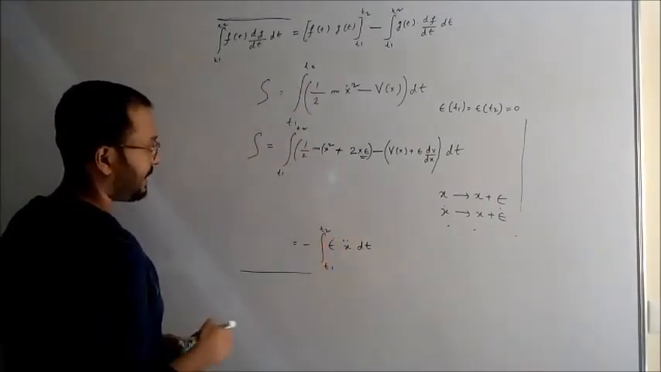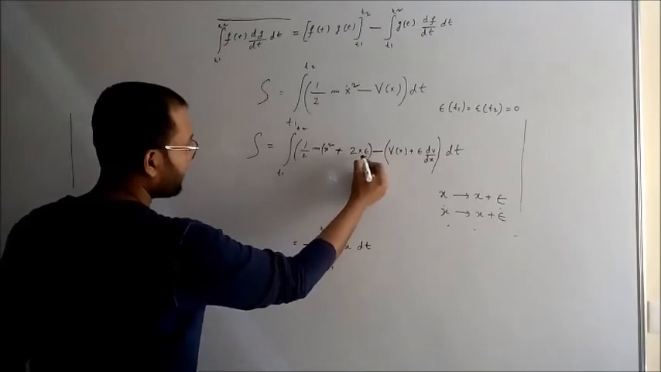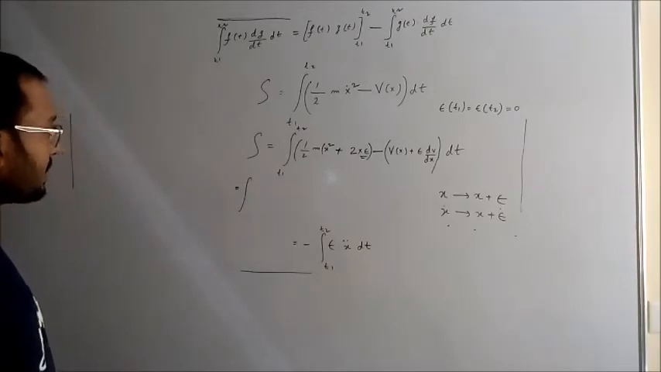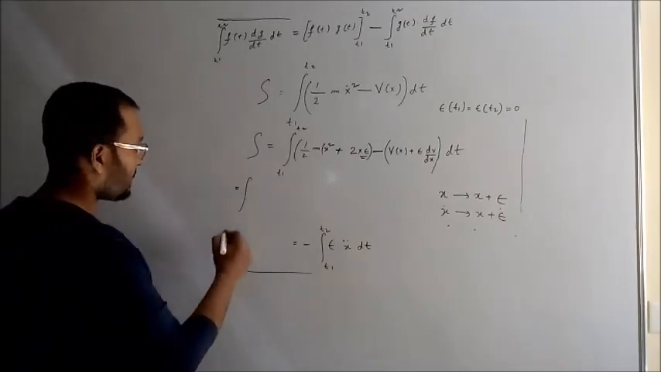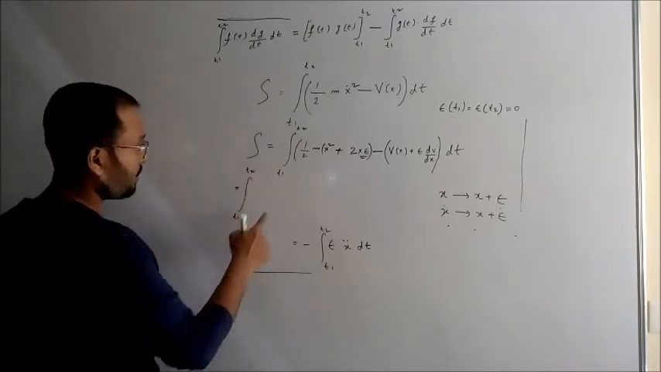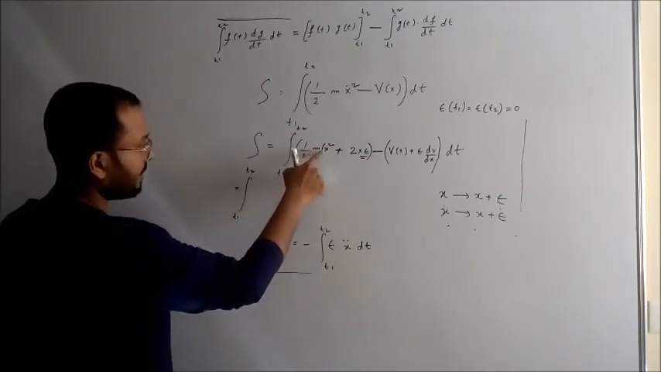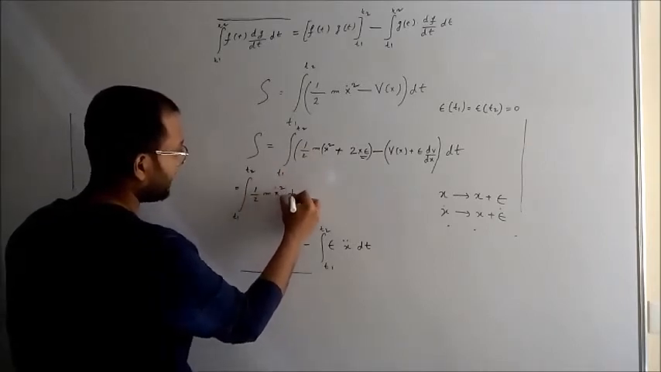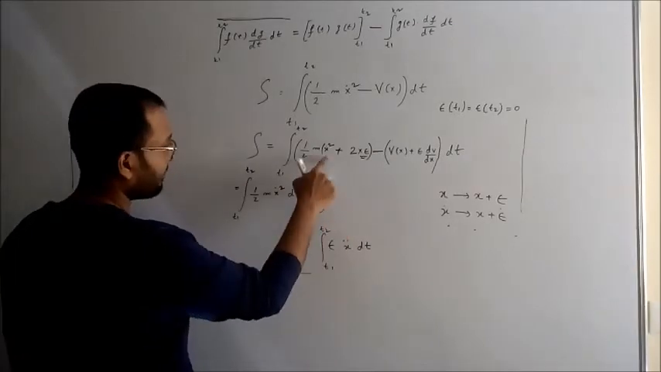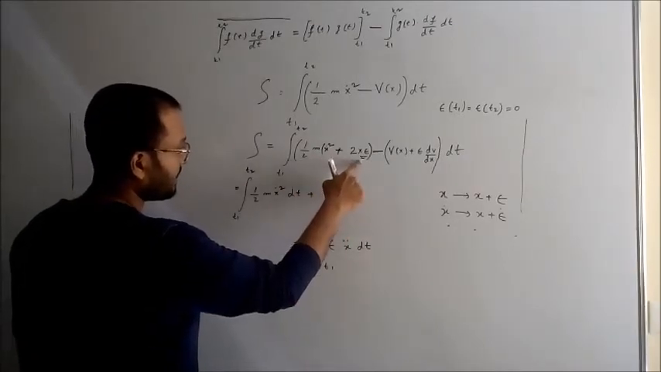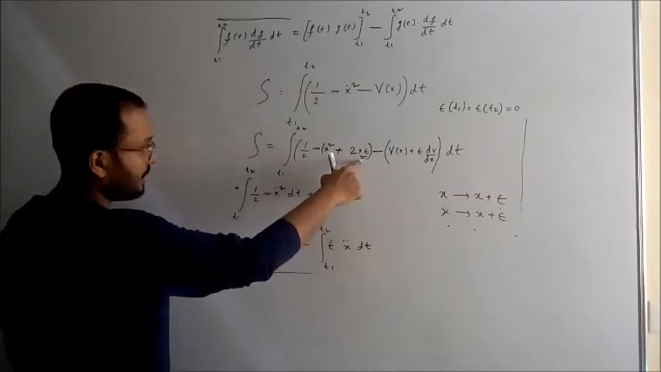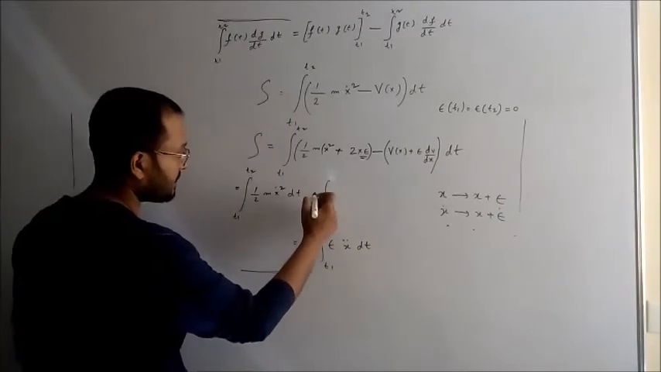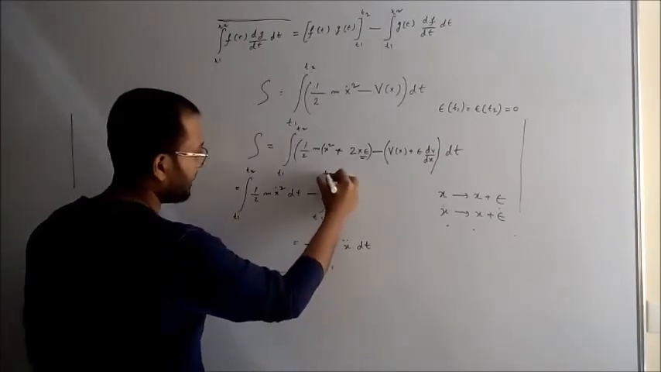This is only for x dot epsilon dot. Let me isolate all terms. Let me write out all terms individually. Integration from t1 to t2. The first term is half m x dot squared dt. The second term, half cancels 2, x dot epsilon dot dt, but the integration of x dot epsilon dot is this. So I get a minus sign outside. The limits are of course t1 and t2.